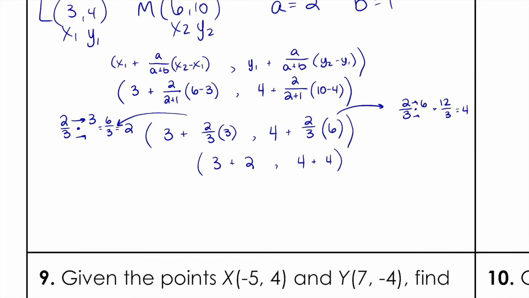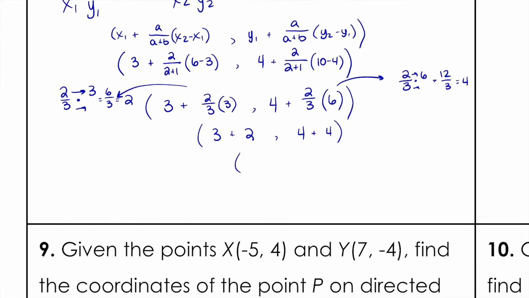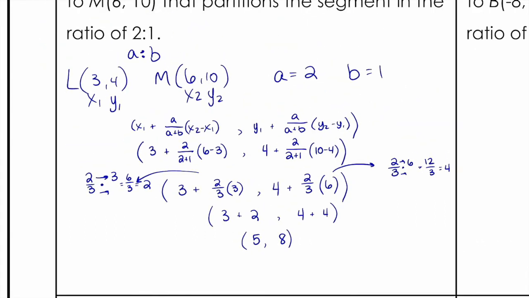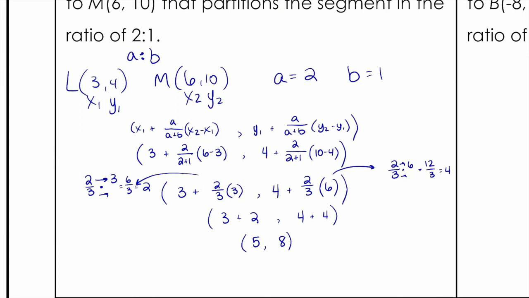And then now we have our first grade addition. 3 plus 2 is 5. 4 plus 4 is 8. That's it, that's what you got. It's fantastic. That's what's supposed to happen.